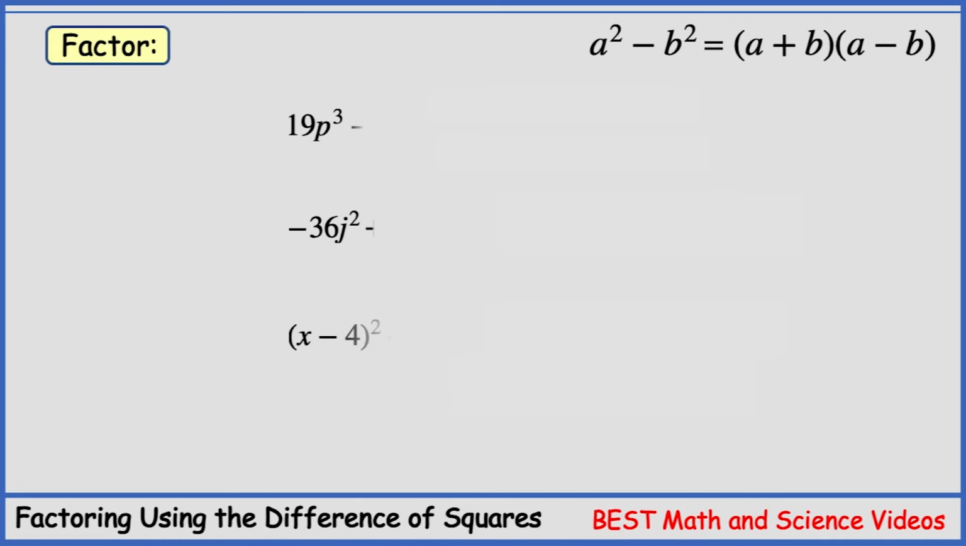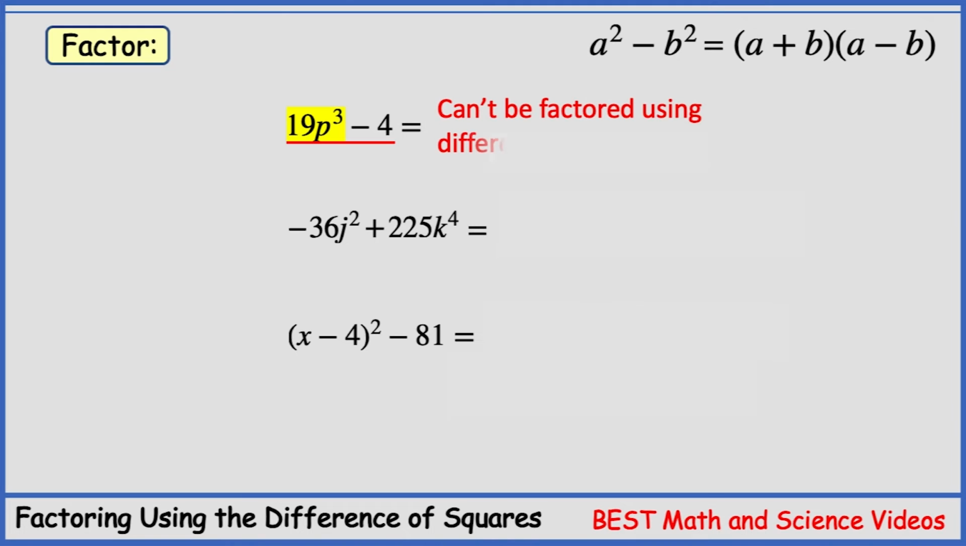Here are some examples of other types of expressions you might run into. Look at the expression 19p cubed minus 4. Notice that 19p cubed is not a perfect square. If the term with variables is not a perfect square, the expression can't be factored using difference of squares.